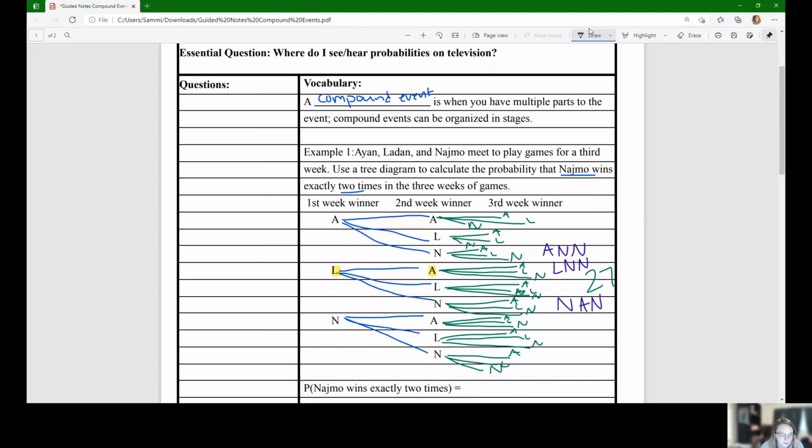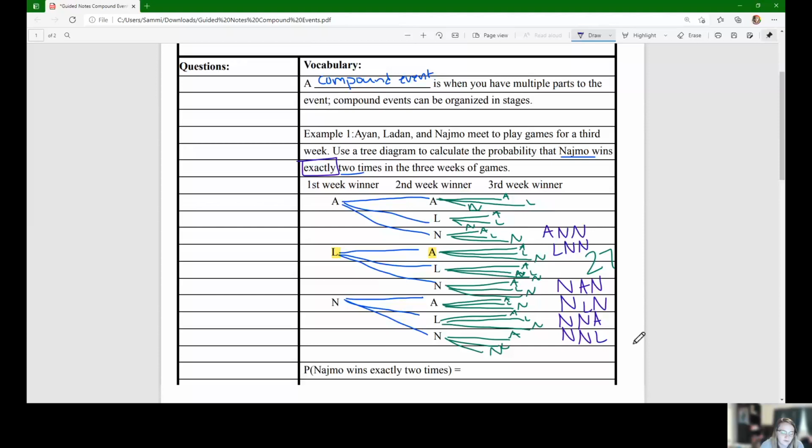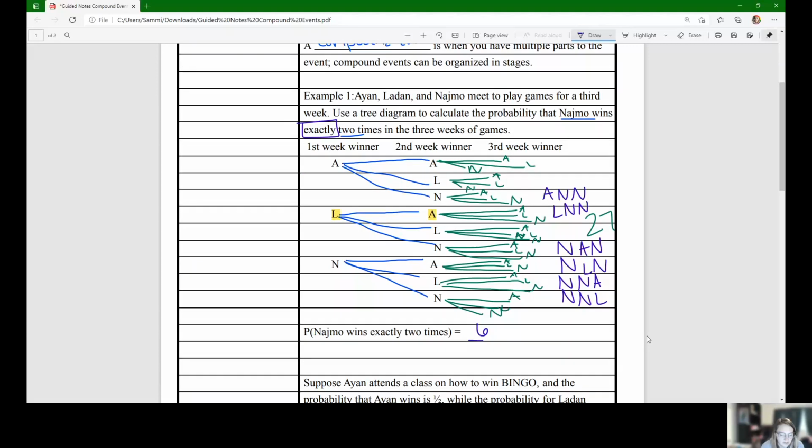Najmo, Ion, nope. Najmo, Ladon, Najmo. And then a bunch of Najmo, Najmo, Ion, Najmo, Najmo, Ladon. We can't do 3 times, exactly 2 times. Okay, so we have 1, 2, 3, 4, 5, 6 possibilities out of the 27 total.